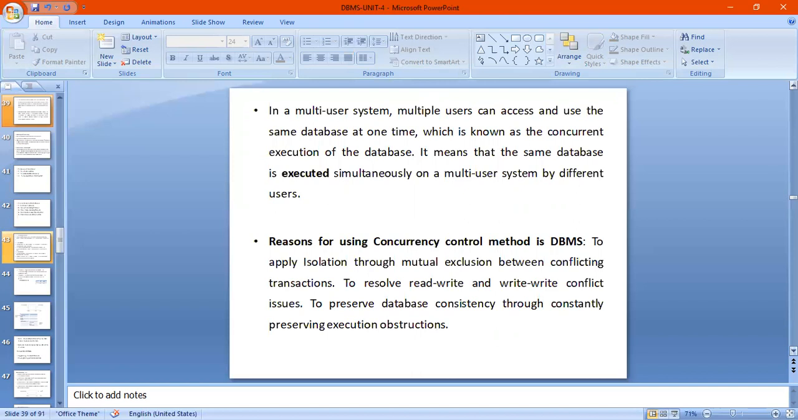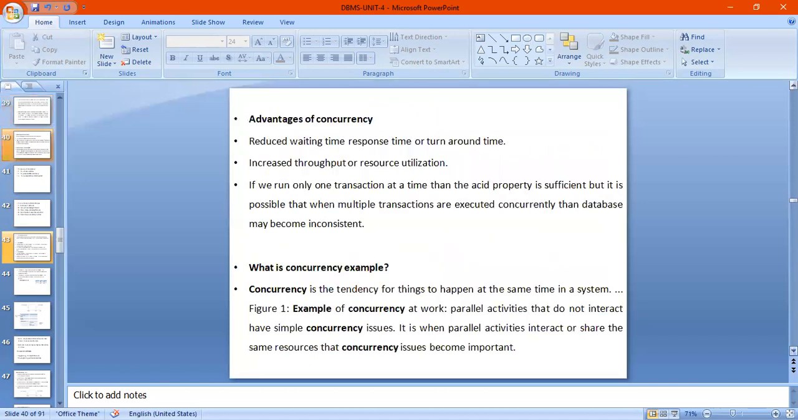The reason for using concurrency control methods in DBMS is to apply isolation through mutual exclusion between conflicting transactions, to resolve read-write and write-write conflict issues, and to preserve database consistency through constantly preserving execution obstructions. Advantages of concurrency: reduce waiting time, response time, or turnaround time, and increase throughput and resource utilization. If we run only one transaction at a time, then the ACID property is sufficient, but when multiple transactions are executed concurrently, then the database may become inconsistent.